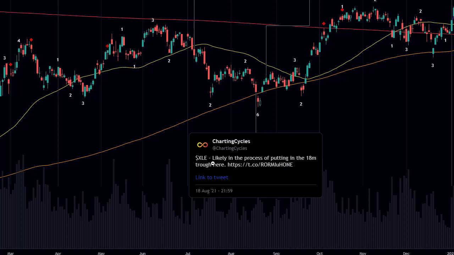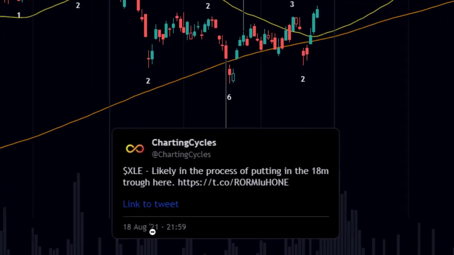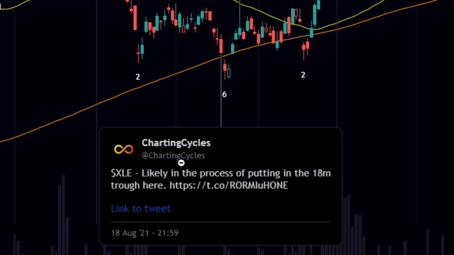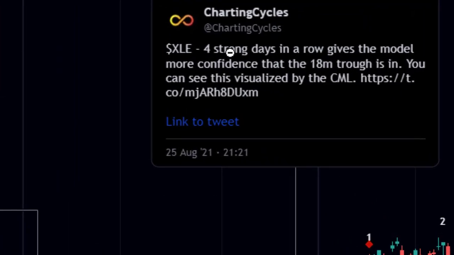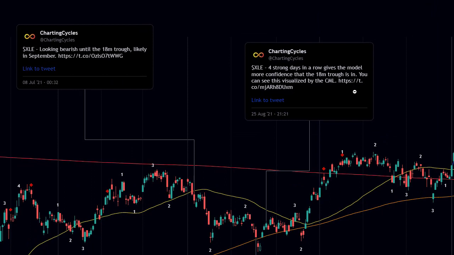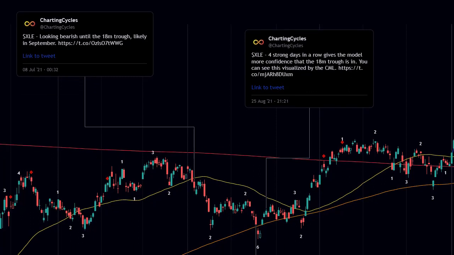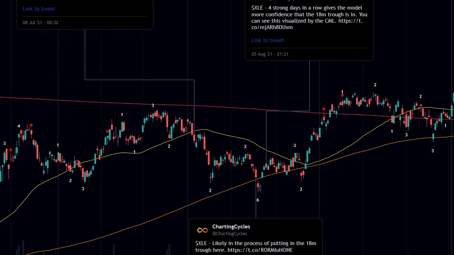Here is the next tweet that he references on the 18th of August 2021, in which he states that XLE is likely in the process of putting in the 18-month trough here. As you can see, only a day or perhaps 2 days later, a trough formed in the market. On the 25th of August 2021, he tweeted that 4 strong days in a row gives the model more confidence that the 18-month trough is in. You can see this visualized by the CML. The CML is the composite model line in Sentient Trader.